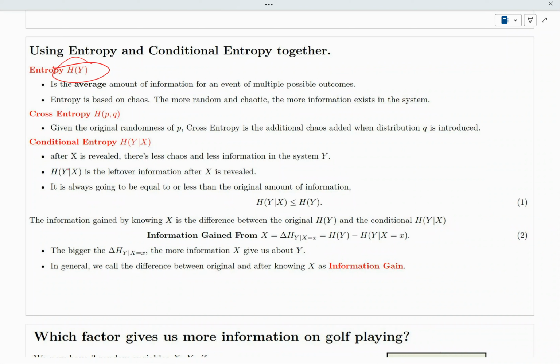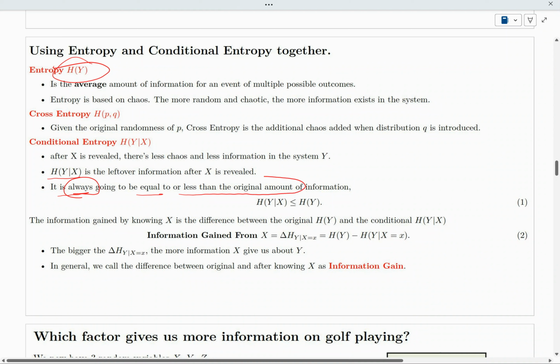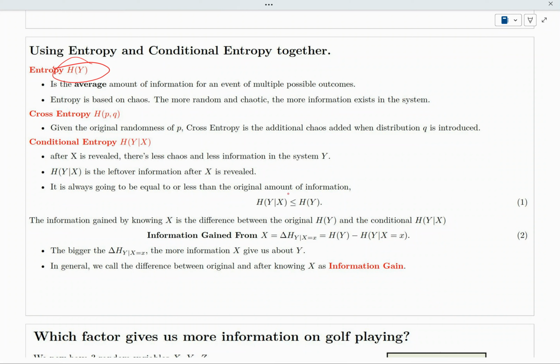So because of this relationship, the conditional entropy is always going to be equal to or less than the original amount, right? So no matter what, this is the original chaos. Once some information is given to you, this is the rest of the chaos after information is given to you. You cannot have more information after some fact is revealed to you. Okay, so this is why the conditional entropy is always less than the total.